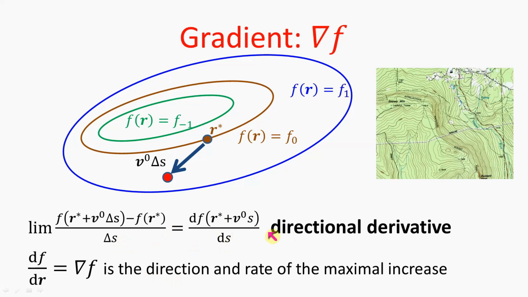This derivative is called the directional derivative, because in this derivative, direction v0 plays an important role. When computing the directional derivative, we can consider all possible directions. From these possible directions, we identify one, which is called the gradient, where the rate of change is maximal. So, by definition, the gradient is a directional derivative with maximum rate of change.